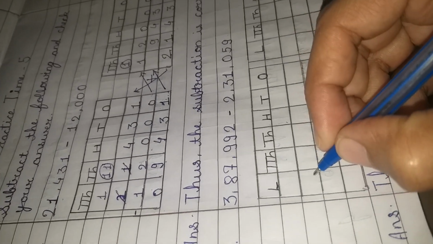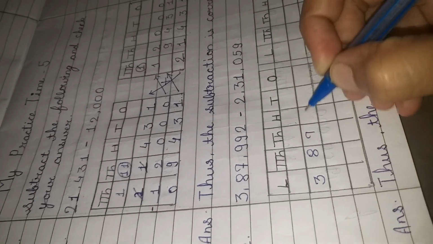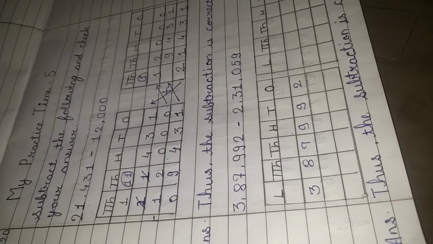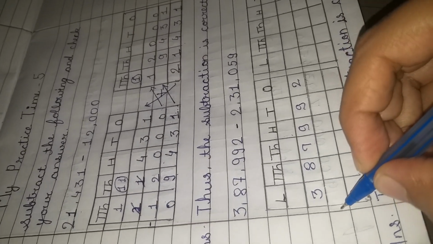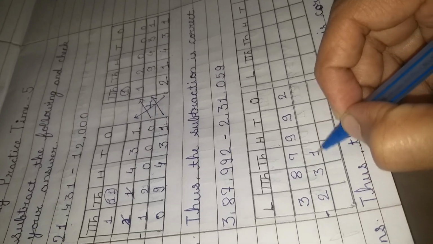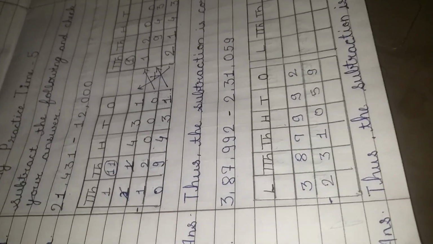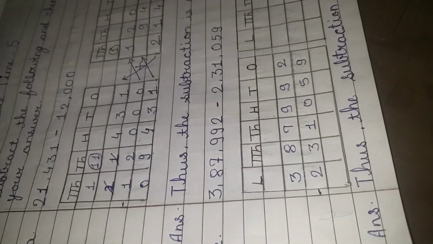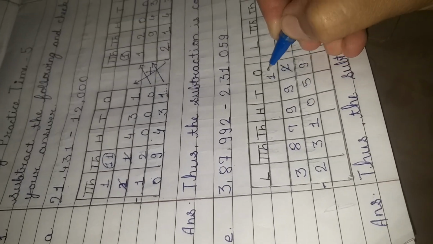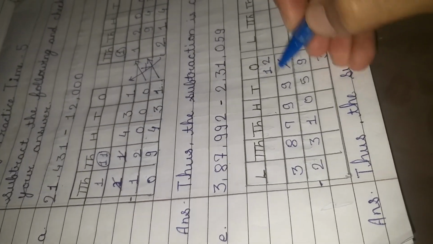2,31,059. So I am going to write here the number. You also write with me. So 3,87,992 minus 2,31,059. Okay. So students, let's subtract. 2 minus 9 we cannot do. So instead of 2 we are going to write 12. 12 minus 9, 3. Now here we have borrowed one number.